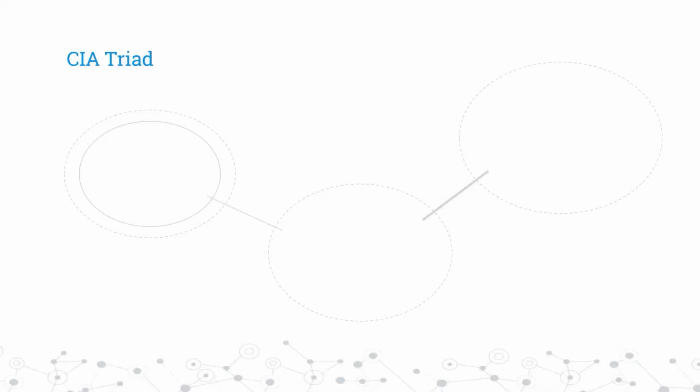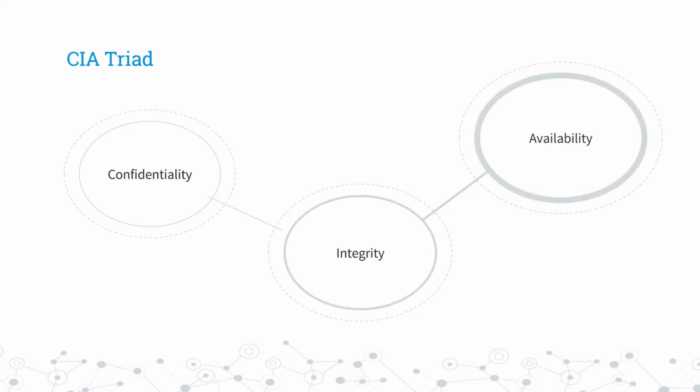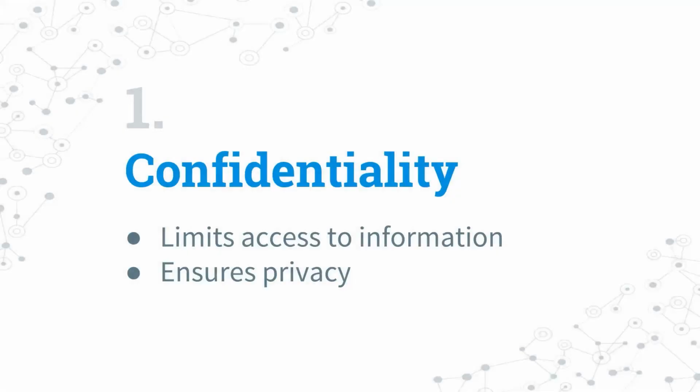So what exactly is this CIA triad? Well, the C stands for confidentiality, I stands for integrity, and the A stands for availability. So what exactly do these three things mean? Well, first off, we have confidentiality. This limits access to information. It basically makes sure that only people with the right clearance have access to that information. And as such, it also ensures privacy. It makes sure that data is kept safe and secure from the general public. Only people with the right access would be able to view certain information or data. That's all confidentiality is all about.